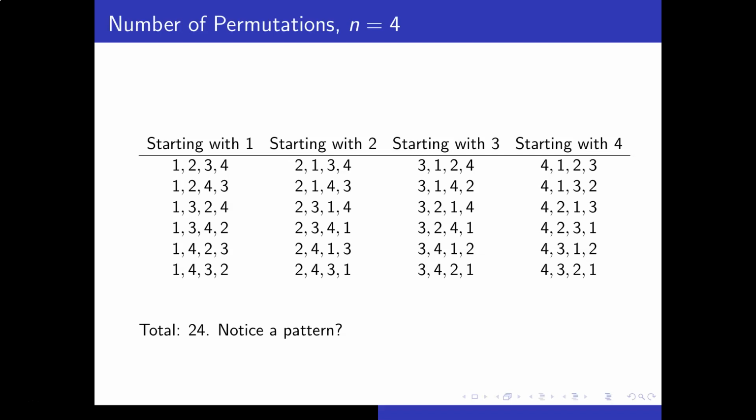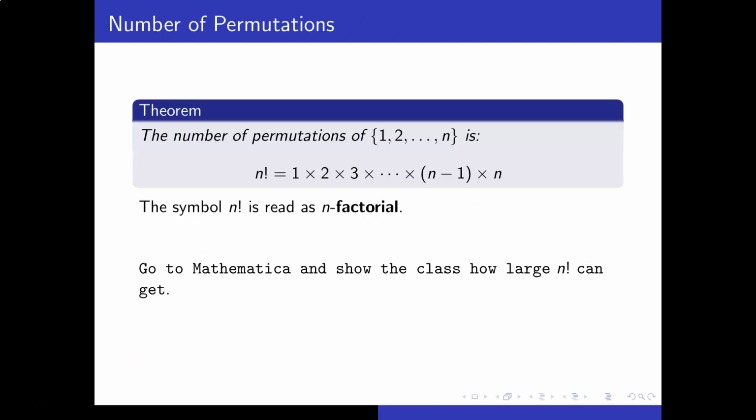Now, the question becomes, do you notice a pattern? The total number of permutations: we started with 1, then we got 2, then we got 6, then we got 24. That leads us to what's called n factorial. The number of permutations of 1 through n is simply the product of the numbers 1 through n. This is called n factorial.